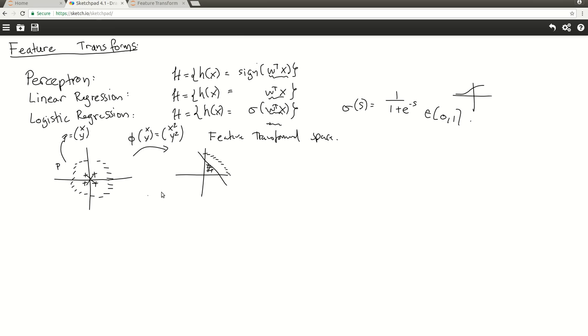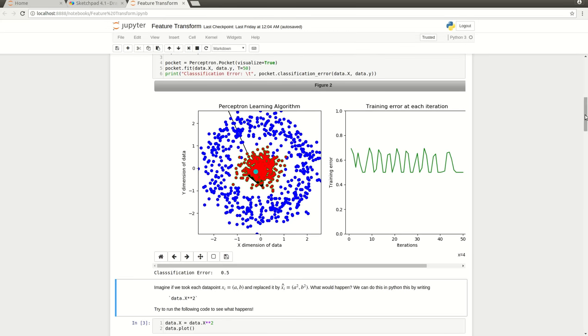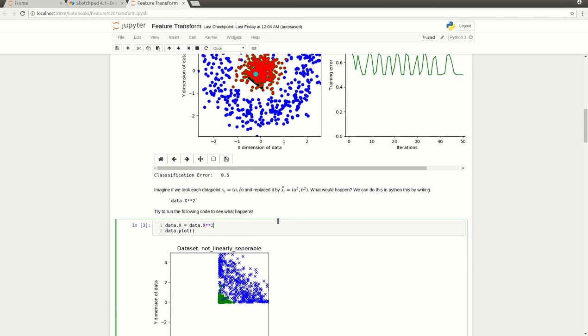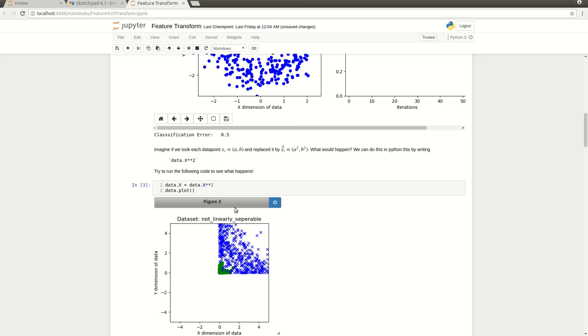The interesting thing is I could take this hyperplane, this line, and apply the inverse transform, and I would actually get a circle in the original space. In this way I can add power to the linear models and make them do nonlinear things with circles. In Python, this is actually rather nice to write. You just write the data squared and you'll do this feature transform.